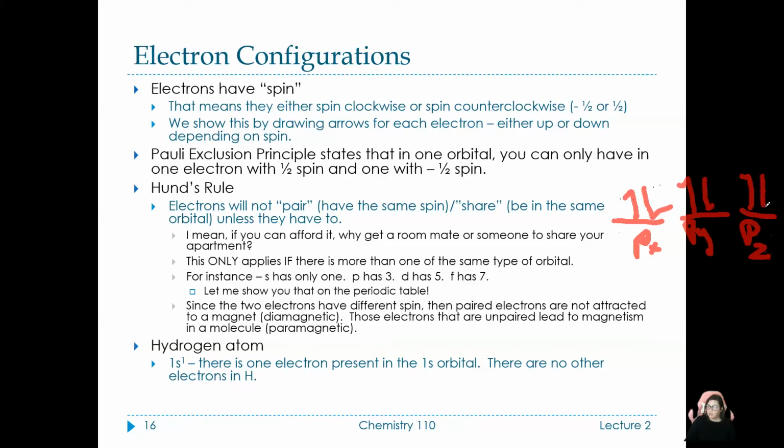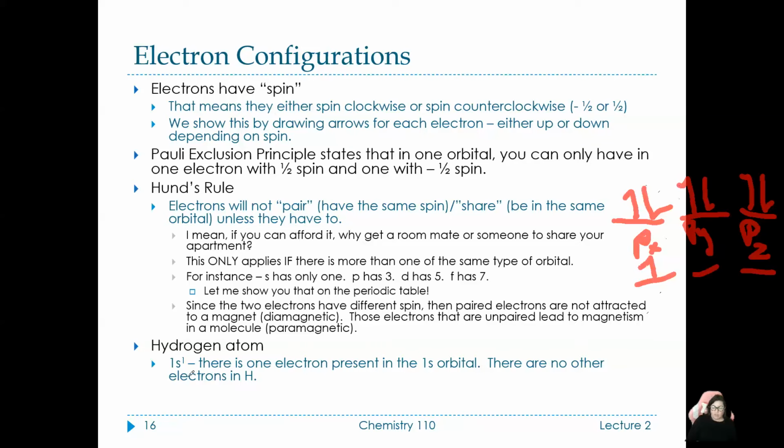And that's why this applies. So that's how we do that. Since the two electrons have different spins, paired electrons are not attracted to a magnet. So this situation right here is diamagnetic. Those electrons that are unpaired lead to magnetism. So for instance, if we had this same px, py, pz, but I only have one electron, they're not paired, that's paramagnetic. So it's going to have magnetism.